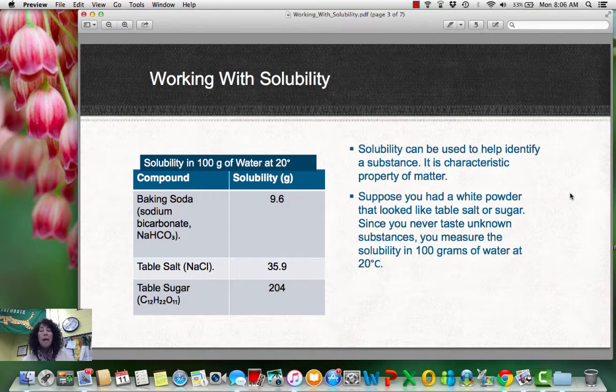So if we just had an unknown powder sitting on the desktop, and you had several other powders to test, and they all basically had the same appearance, you would be able to use the solubility of that unknown against the solubility of your knowns and figure out what it is.